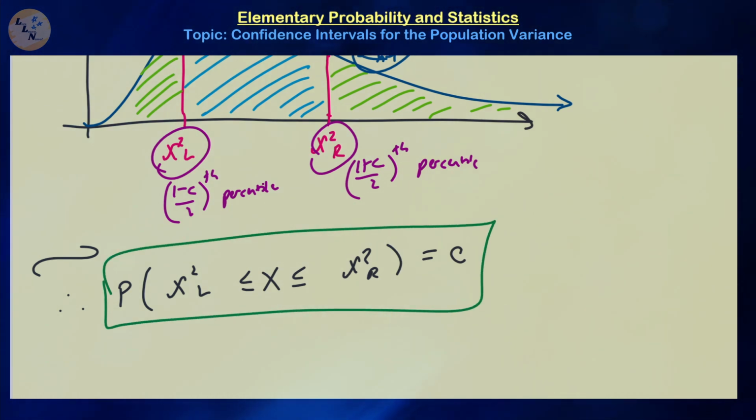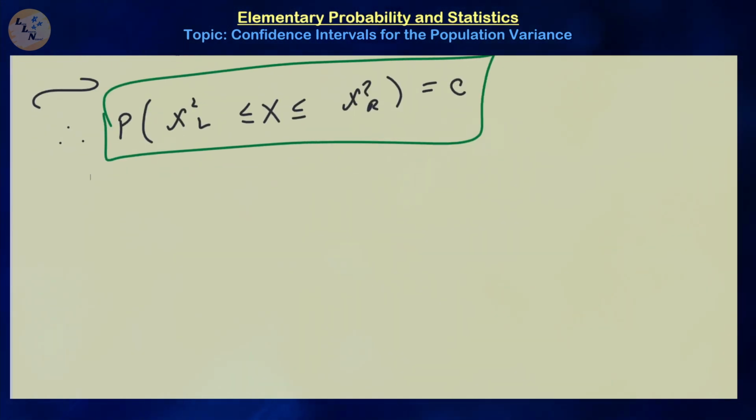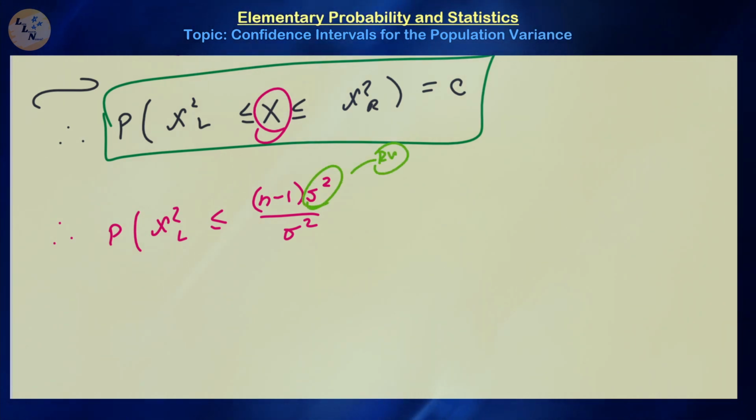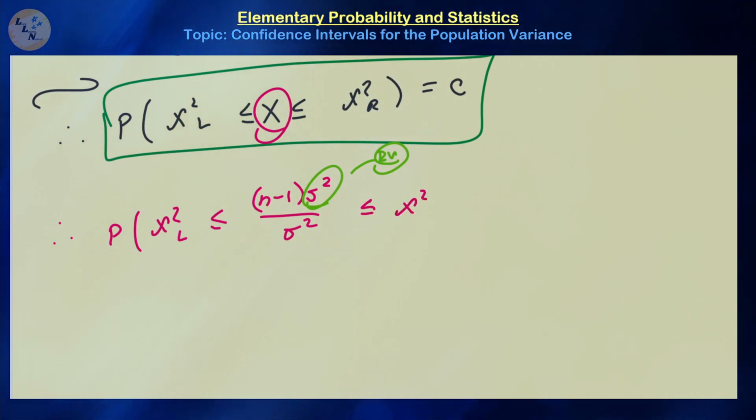Now that we have this, we have some frameworks and tools in order to construct a confidence interval for the population variance. So let's just replace X with the definition of the variable that we know follows a chi-square distribution. So that means the probability that chi-squared L is less than or equal to n minus 1 times s squared divided by sigma squared. So keep in mind, s squared is the random variable in this expression, not sigma squared. Sigma squared is just a constant. That means this is less than or equal to chi-squared R, and this is going to be equal to C.